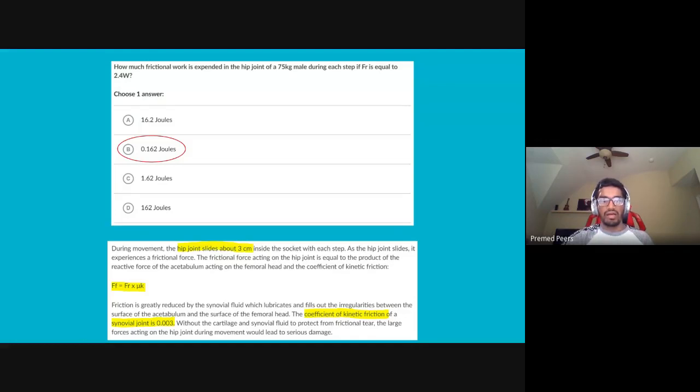So we need to multiply this frictional force by the distance that the hip joint is moved. So 5.4 times 0.03, because we're looking at 3 centimeters. And when you multiply that out, you get 0.162 joules. Does that make sense to everyone?